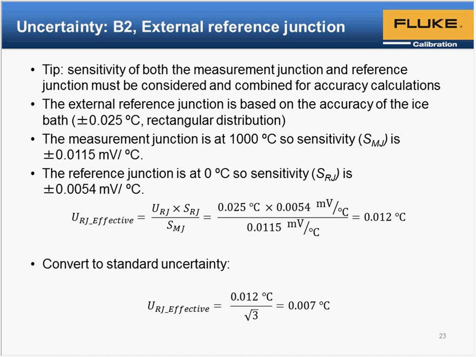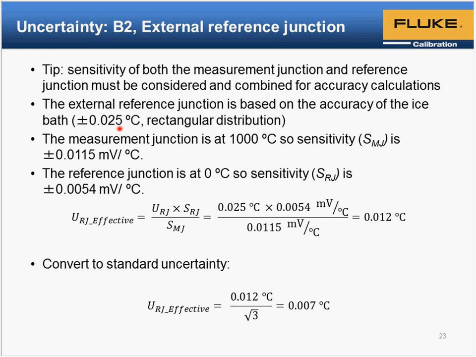We're looking at an external reference junction or an ice bath. We already concluded an ice bath has an uncertainty of plus or minus 0.025 degrees C. That's a conservative number for an ice bath that is using just typical tap water, at least that's what we have here. We're in Utah. An ice bath can be maintained quite easily within this temperature just using regular tap water.